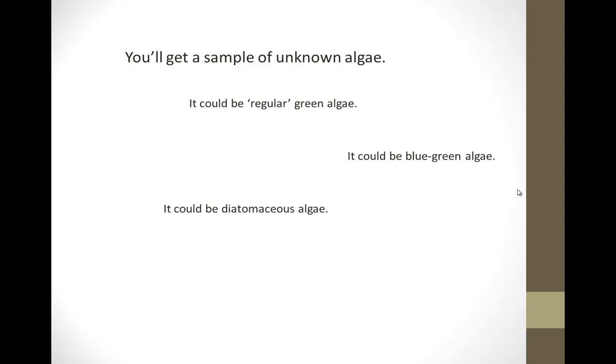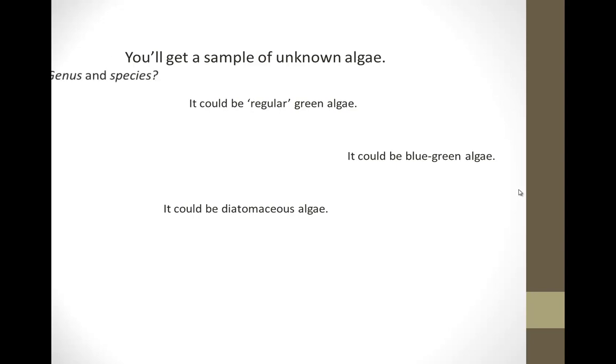So up front, you're going to get a sample of unknown algae, and it'll be your job to determine exactly what genus and species of algae you have. Now, this algae could be regular old green algae. It could be blue-green algae. It might be diatomaceous algae. That pretty much encompasses all organisms that we consider to be algae in biology. And trust me when I tell you that there's hundreds of thousands of species of algae across these three categories.